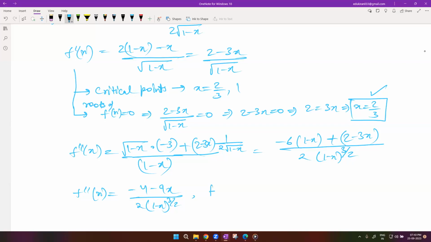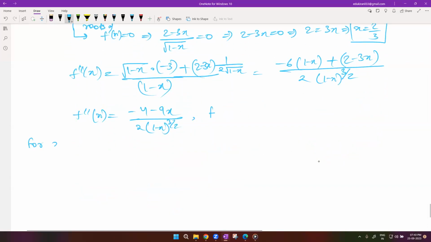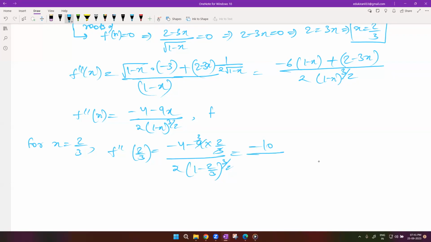Now I want to check whether x equals 2 by 3 is a point of minima, maxima, or what. So for x equals 2 by 3, I will put this point here. If I put this 2 by 3 here, minus 4 minus 9 into 2 by 3, divided by 2 into (1 minus 2 by 3) to the whole power 3 by 2, right? So this becomes minus 10 divided by 2 times (1 by 3) to the power 3 by 2. Now we know this denominator is positive. So this overall value is less than 0, which means that this is a point of local maximum.